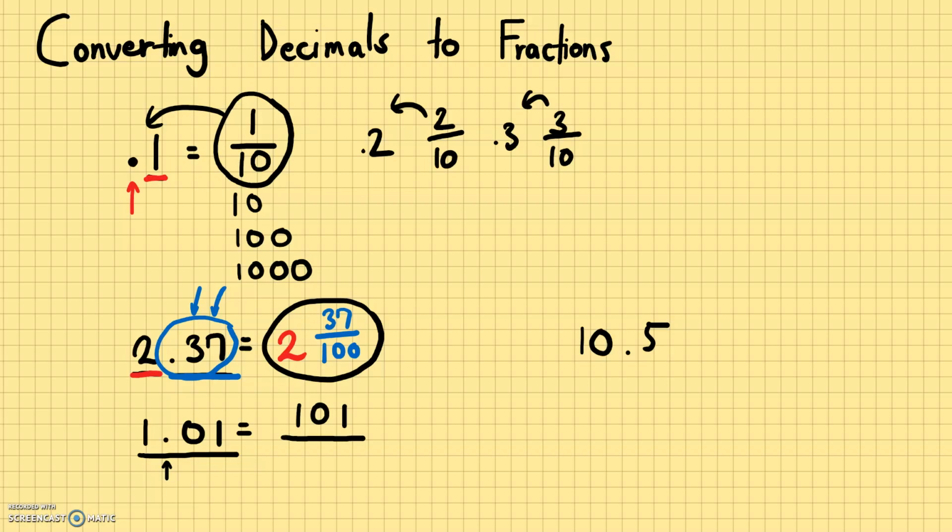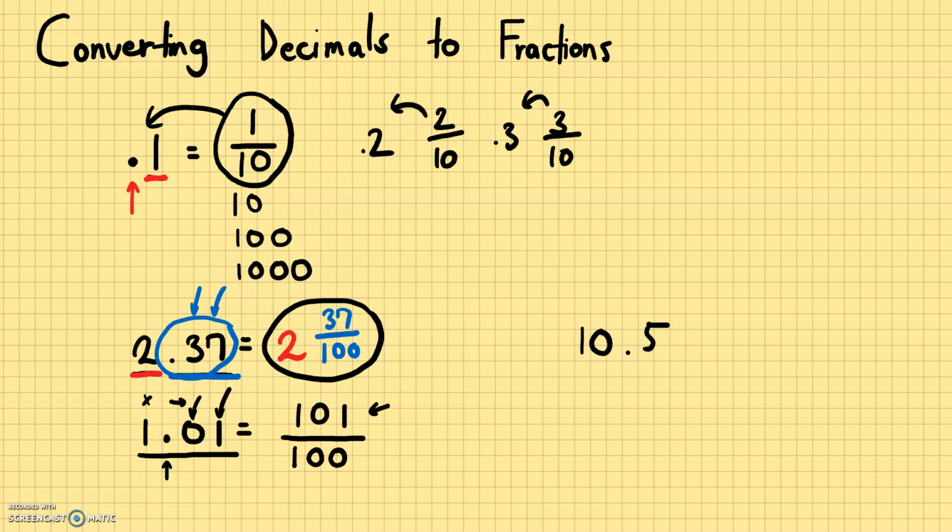And then the denominator is going to be 1 followed by 2 zeros because there are 2 numbers here after the decimal point. Remember, we're only counting the numbers that are after the decimal point. Okay, we're not counting this part. So there are 2 numbers after the decimal point. So we are putting 2 zeros here.